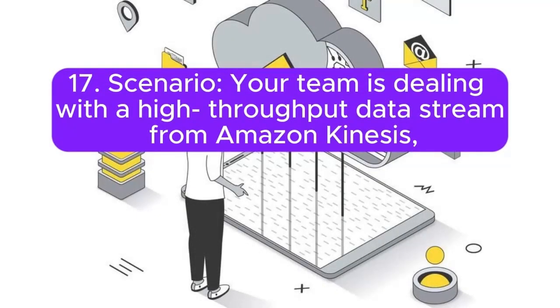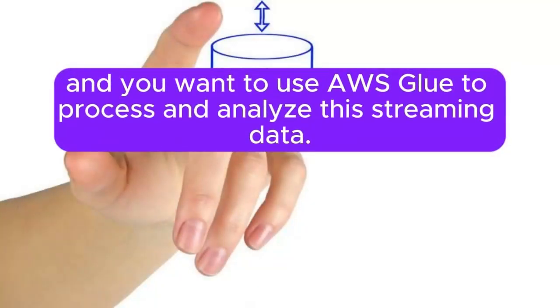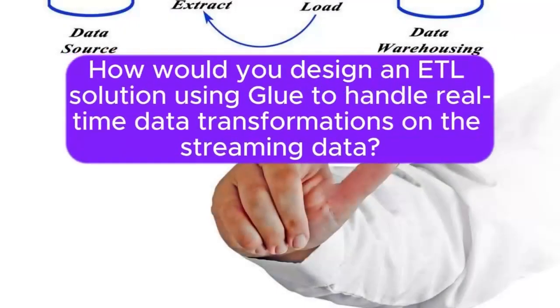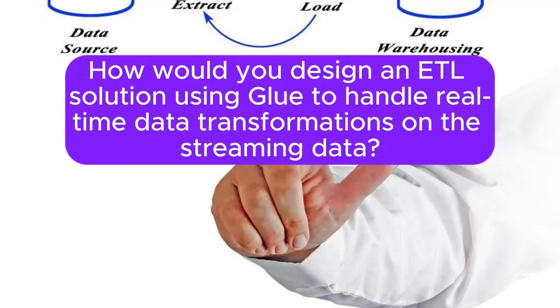17. Scenario: your team is dealing with a high-throughput data stream from Amazon Kinesis, and you want to use AWS Glue to process and analyze the streaming data. How would you design an ETL solution using Glue to handle real-time data transformations on the streaming data?